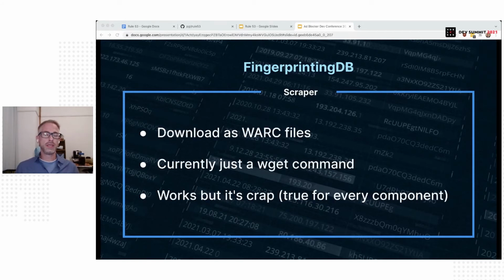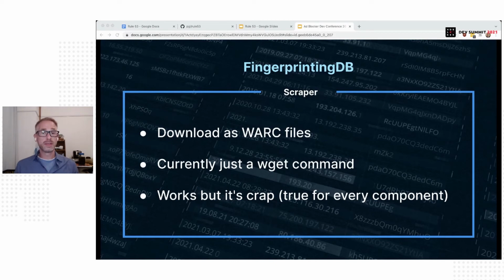So to go into each bit, the scraper currently downloads a site as a WARC file, which is an archive format that will record the request and the response, including all the headers that are sent and received. It's a great way of getting the contents of an entire site and having all the little bits there that might be used for browser fingerprinting. It's also quite extensible, so you can have multiple requests inside one WARC file, and you can compress them and all sorts. Currently, I've just put a wget command, which has a fake user agent and outputs it as a WARC file. It's crap, but it works.